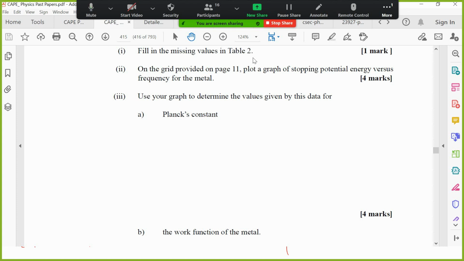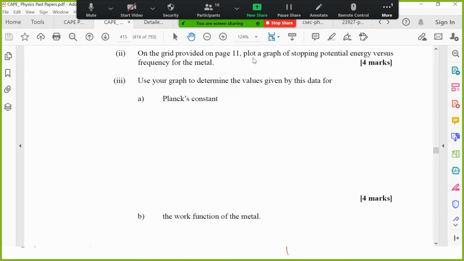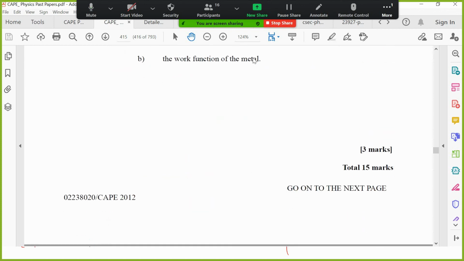You understand? So probably 2 marks out of that are for finding the gradient, and probably the next 2 marks are for comparing to the linear equation that Einstein came up with, to show that the gradient corresponds to Planck's constant and all of that. The question also went on to say use the graph to determine the work function. So if they tell you to use the graph, you have to use the graph. You understand?